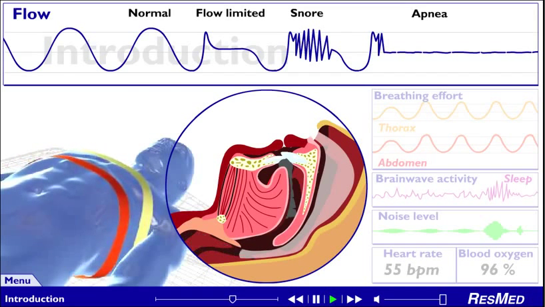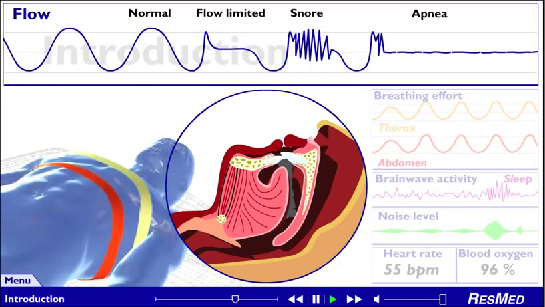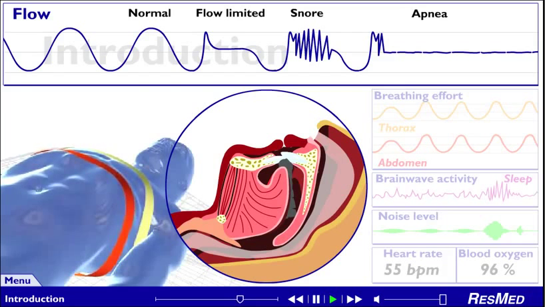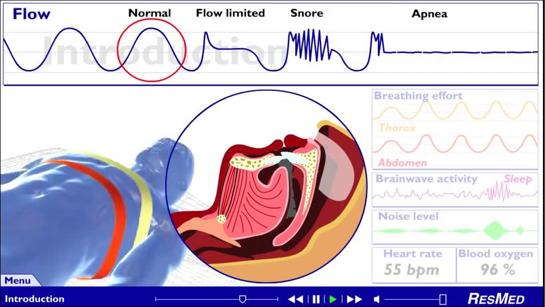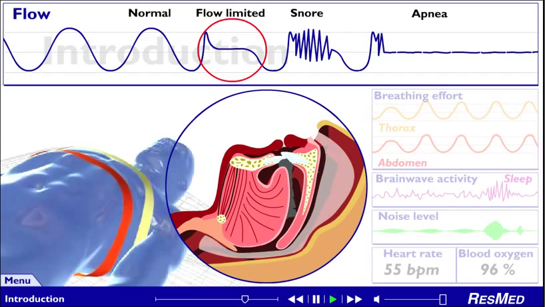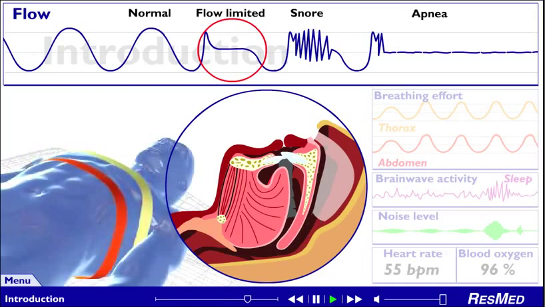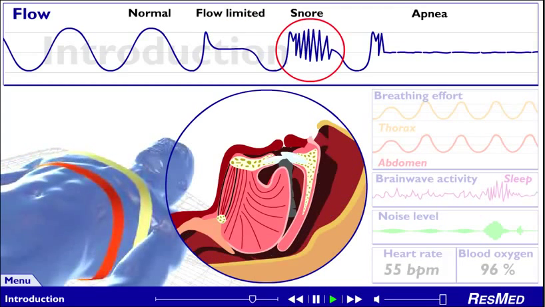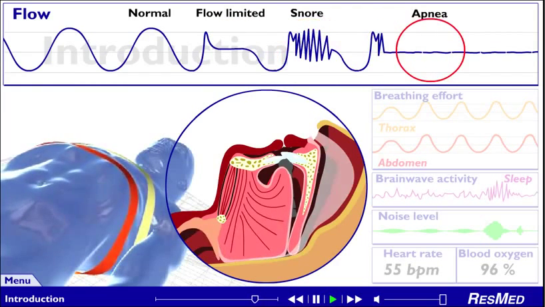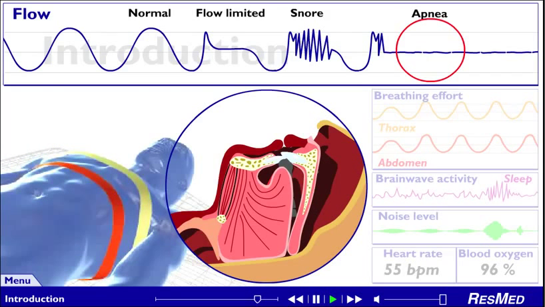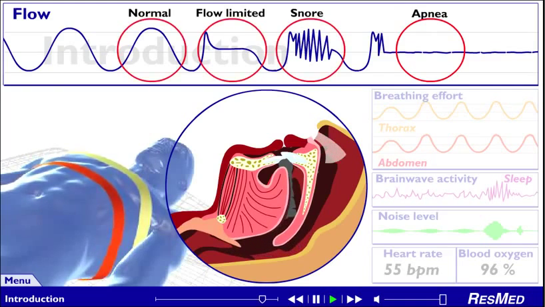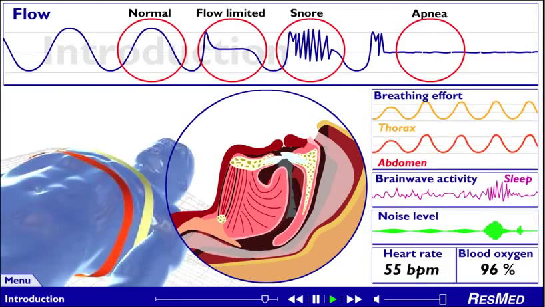If you have SDB, the patency or openness of your upper airway keeps changing as you sleep. It may be fully open, it may be narrowed to some extent, which we call flow limitation, it may vibrate, which is heard as snoring, or it may be completely blocked. This is called obstructive sleep apnea, or OSA. During this presentation, you will be able to see and hear how these changes affect your body.